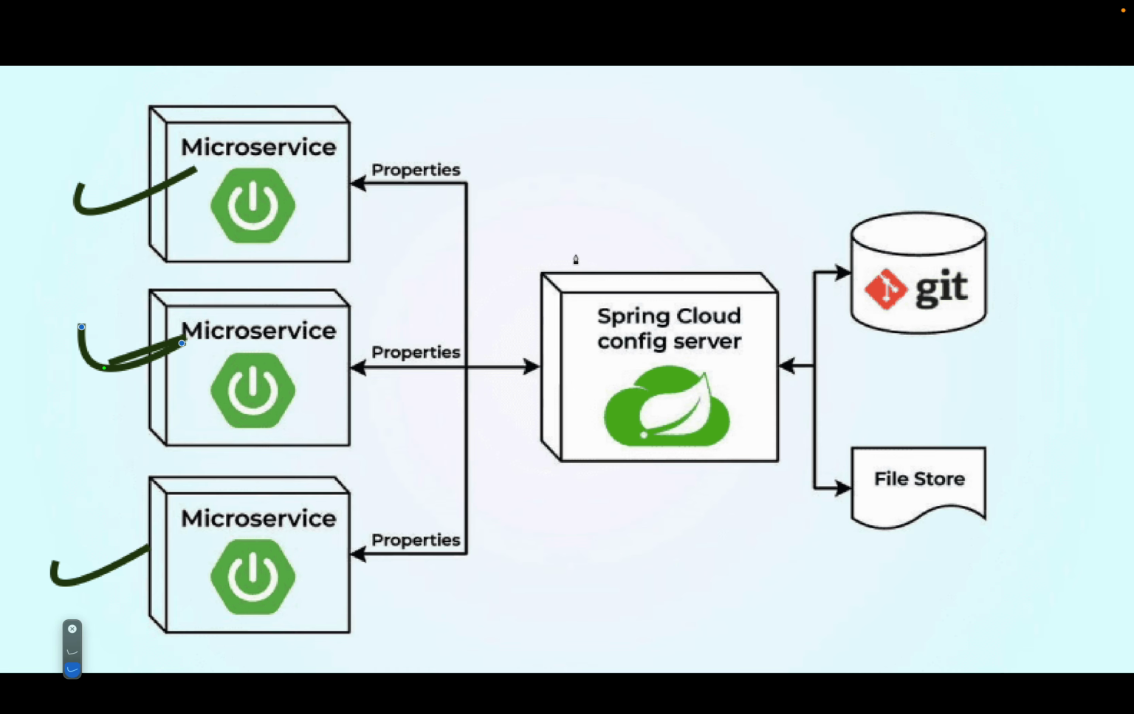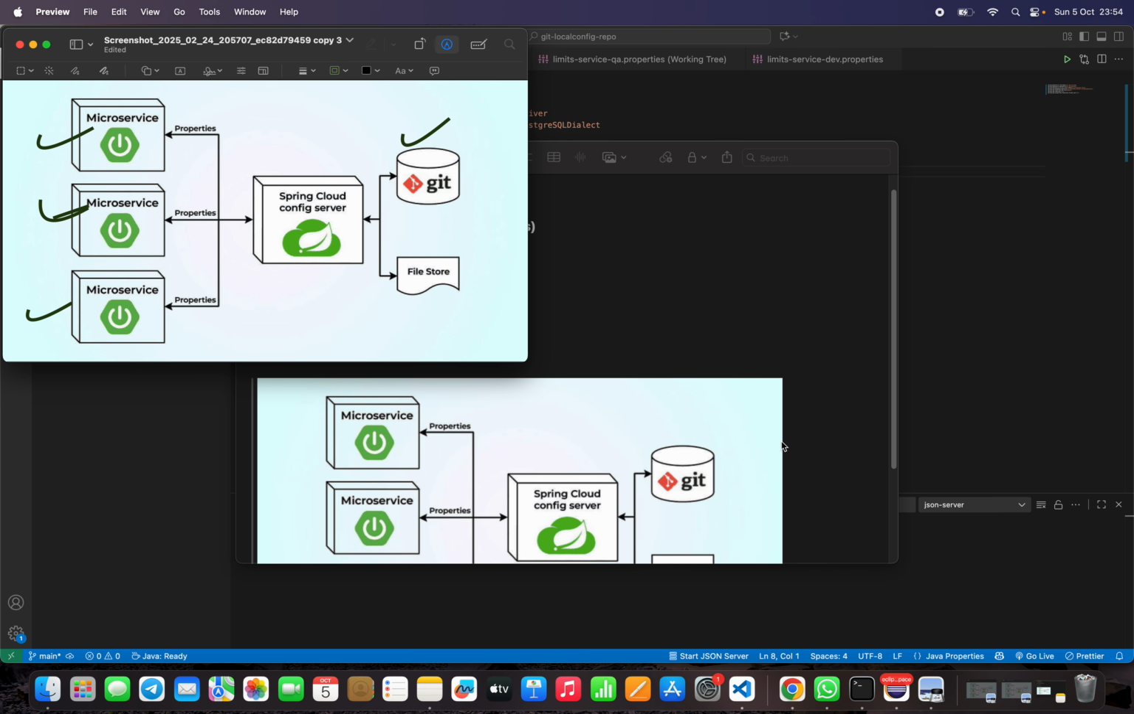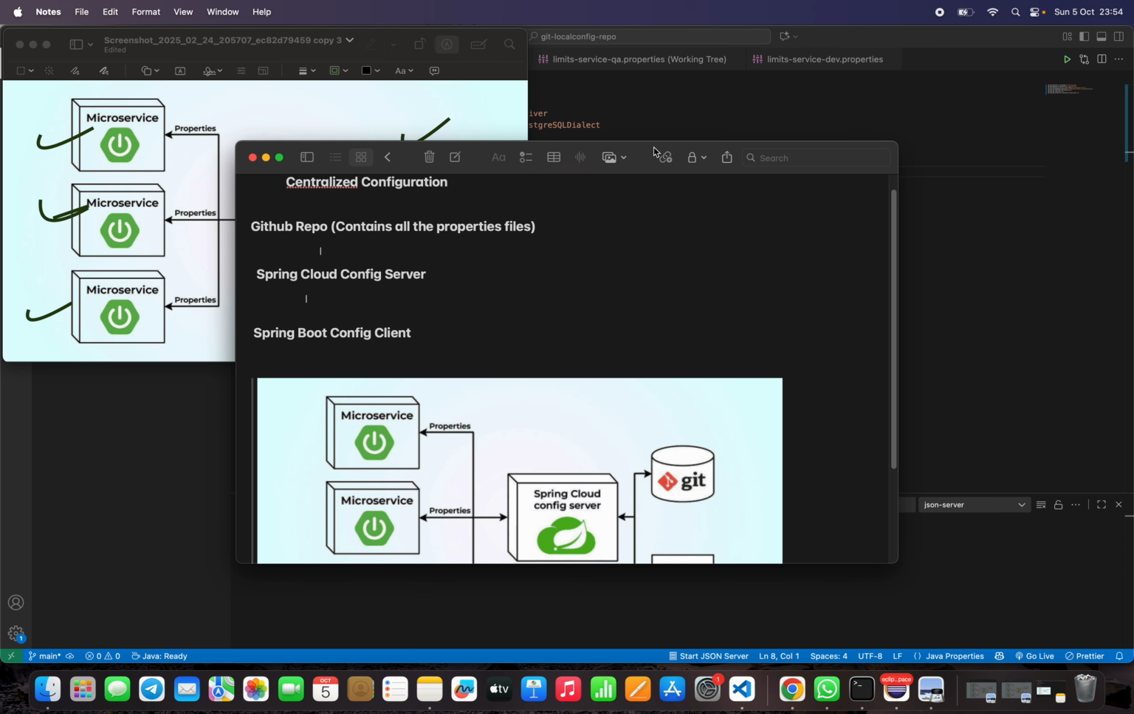If we are using centralized configuration, in that case we just need to push those changes to a GitHub repo, and it will make them available to all the microservices using Spring Cloud Bus. So we don't need to redeploy all the microservices to make those property changes available. There are three major components of centralized configuration.